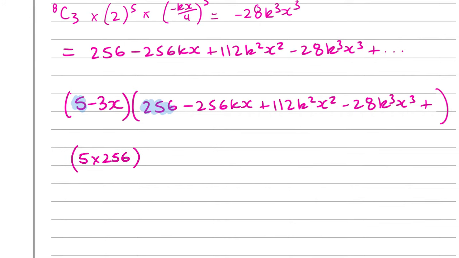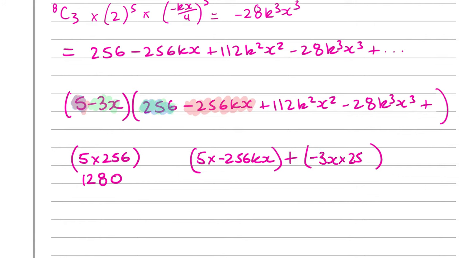And this is 1,280. Right, now how are we going to find the coefficient of x? The only way to get the coefficient of x is to do 5 times minus 256 kx, plus, and then the only other way to get a coefficient of x is if we did minus 3x times 256.